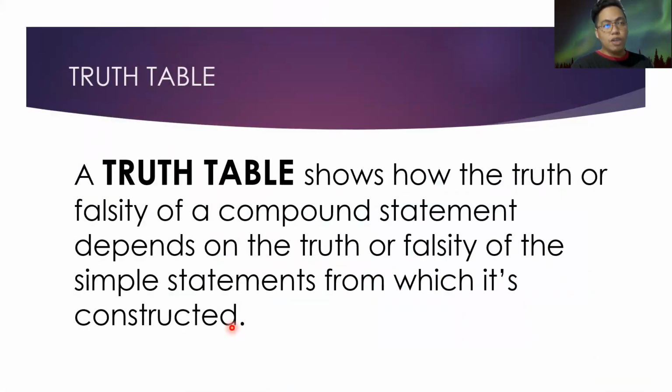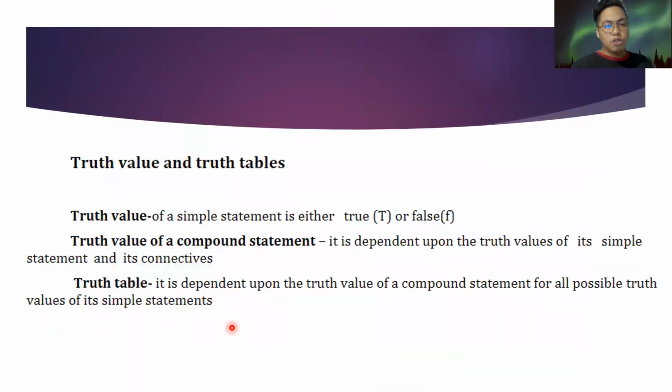Let's examine the truth table. So it's very easy to identify the truth value of a statement. But what if we have a compound statement? It's really difficult to identify the truth value of that compound statement. That's why we need to use a truth table. When we say truth value, again, we recall that it is either true or false for a simple statement. Now, the truth value of a compound statement depends upon the truth values of the simple statements. That's why we need to construct a truth table to identify step by step and to be very vigilant in identifying the truth value of the compound statement. It's a bit complicated.